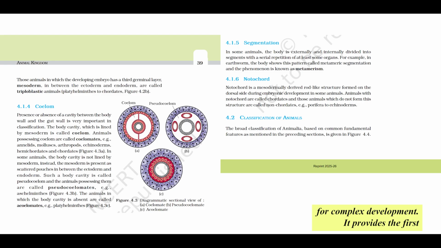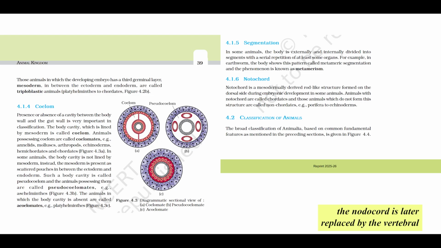It provides the first real axial support to the embryonic body. This rigid yet flexible axis allows muscles to contract more efficiently against it, enabling better locomotion, especially swimming movements. More importantly, perhaps, it acts as a crucial signaling center during embryonic development. It influences the formation of the nervous system above it and the vertebral column around it later on. And so it guides development. Yes, it plays a critical inductive role.